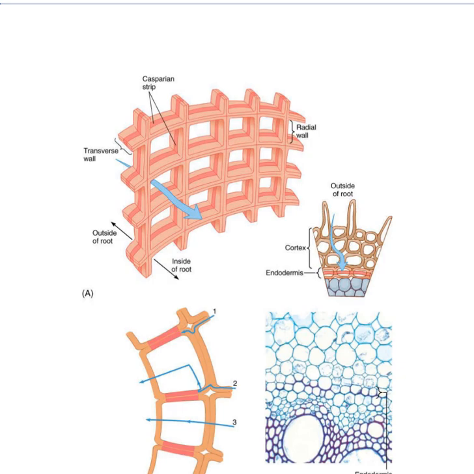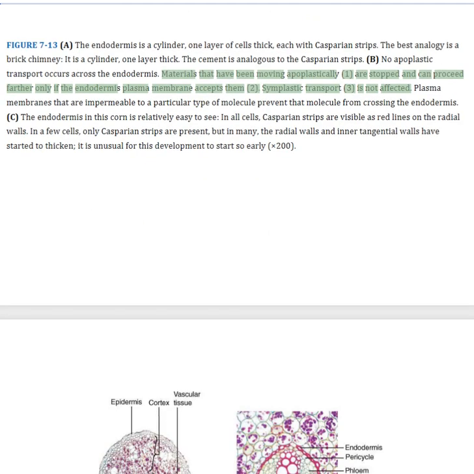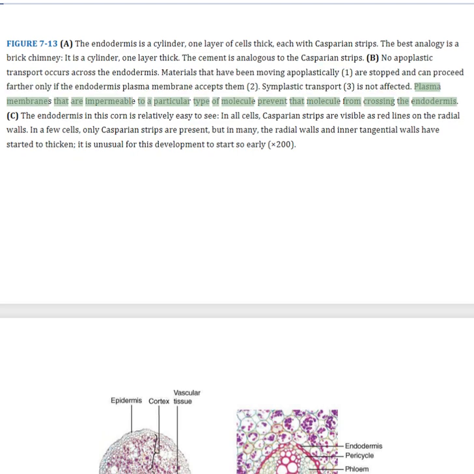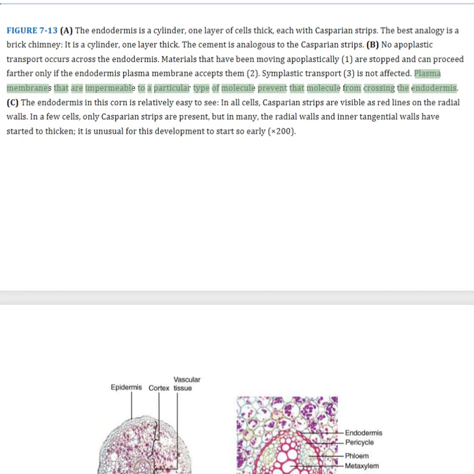The best analogy is a brick chimney. It is a cylinder, one layer thick. The cement is analogous to the Casparian strips. No apoplastic transport occurs across the endodermis. Materials that have been moving apoplastically are stopped and can proceed farther only if the endodermis plasma membrane accepts them. Symplastic transport is not affected. Plasma membranes that are impermeable to a particular type of molecule prevent that molecule from crossing the endodermis.